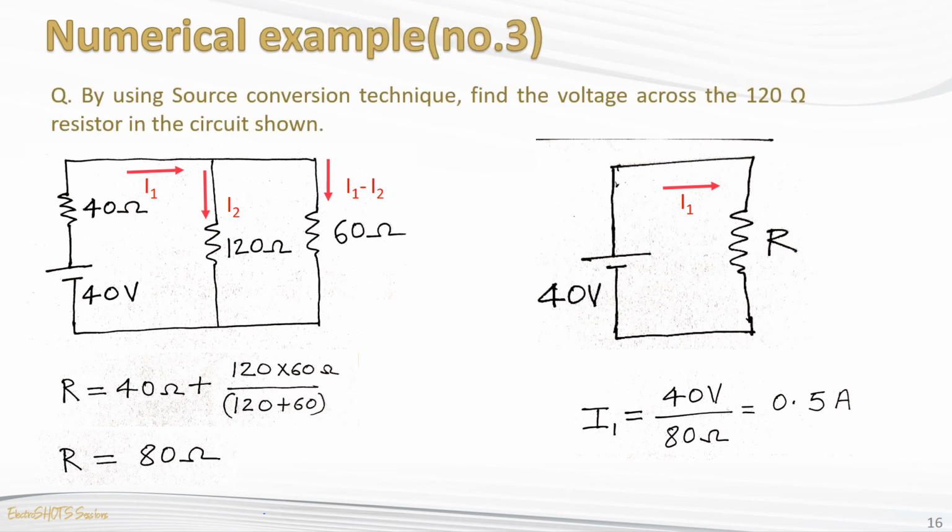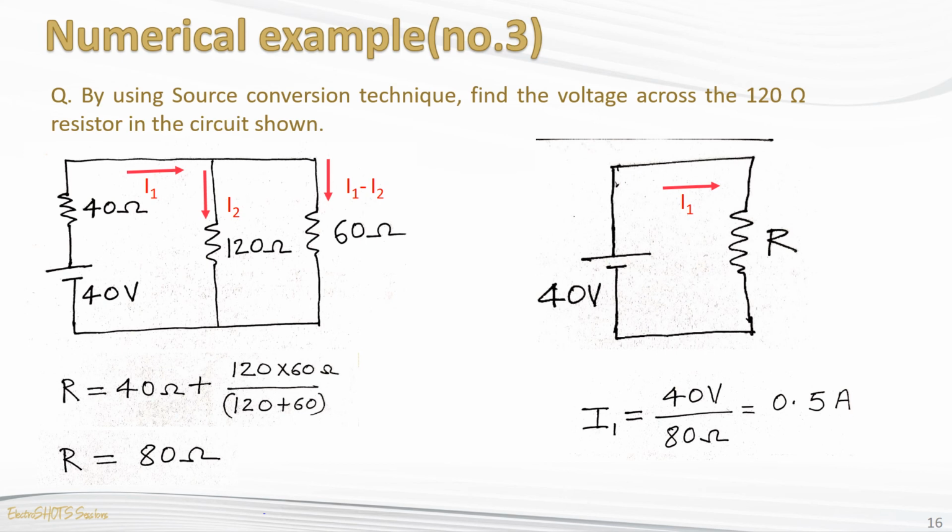This circuit is a simple mesh circuit with a supply battery of 40 volt, which is supplying 3 resistors, 40, 120 and 60. So if we assume some currents, that is I1, then it is being divided into two paths. The 120 ohm resistor is carrying I2 and the remaining current is being taken in by the 60 ohm resistor. Then by further circuit reduction, we find out the equivalent resistance of this circuit, which is 80 ohms.